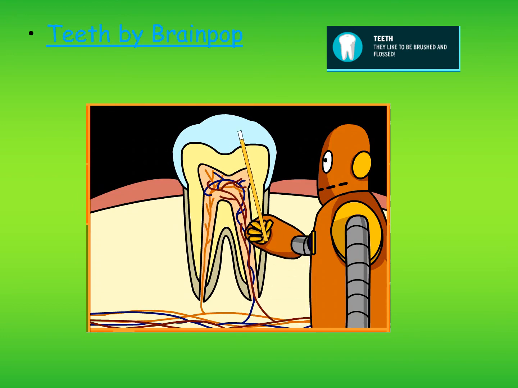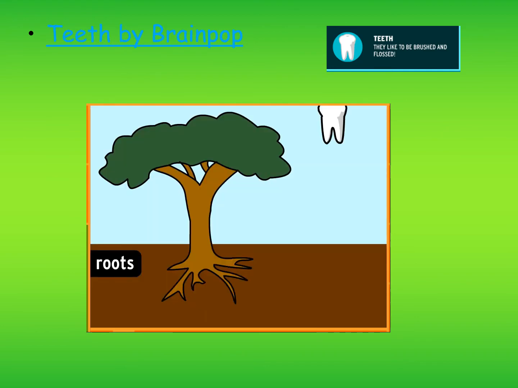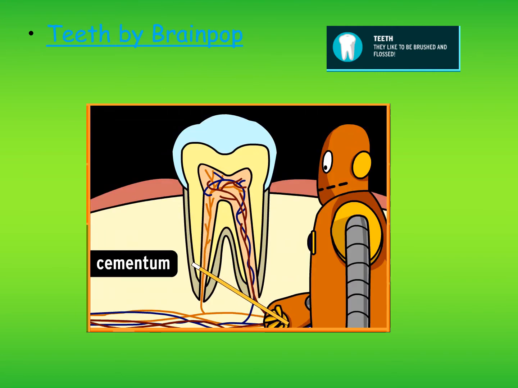The hard outer layer of your teeth is called the enamel. In fact, it's the hardest substance in your body. Beneath the enamel is a softer layer called dentin. The dentin supports the enamel and gives the tooth its shape. The roots connect the teeth to the jawbone in the same way that a tree's roots connect it to the ground. A hard substance called cementum covers the roots and anchors our teeth in place.